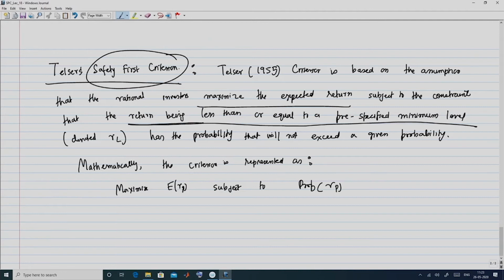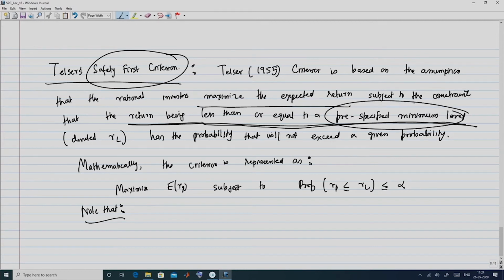RP of the portfolio being less than or equal to RL. That means, this probability of the portfolio being less than or equal to RL does not exceed some predefined given probability of alpha. So, here note that first of all, you have a pre-specified minimum level. So, here your RL is pre-specified, and it will not exceed a given probability. So, this indicates that alpha is also pre-specified.